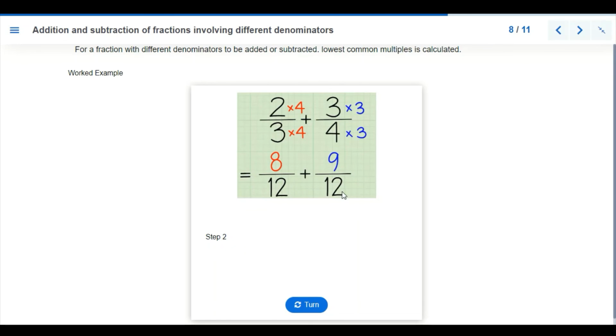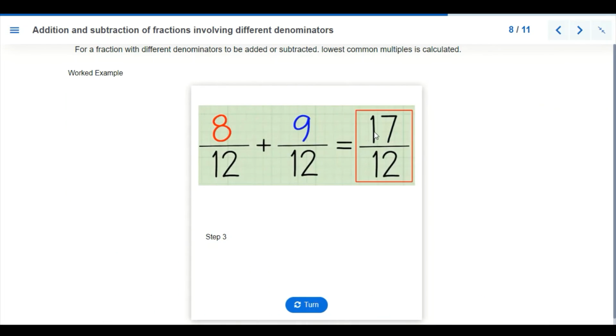So what we just need to do here is pick the denominator and add up the numerators. So by the time we add up, let's see what happens. If you add it up, we are going to have what? 17 over 12. That is 8 plus 9, which gives 17 over 12. And that is our answer.